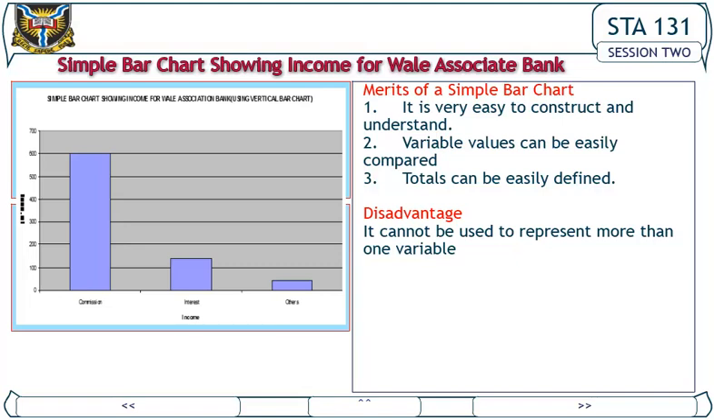Merit of a simple bar chart. 1. It is very easy to construct and understand. 2. Variable values can be easily compared. 3. Totals can be easily defined. Disadvantage: it cannot be used to represent more than one variable.